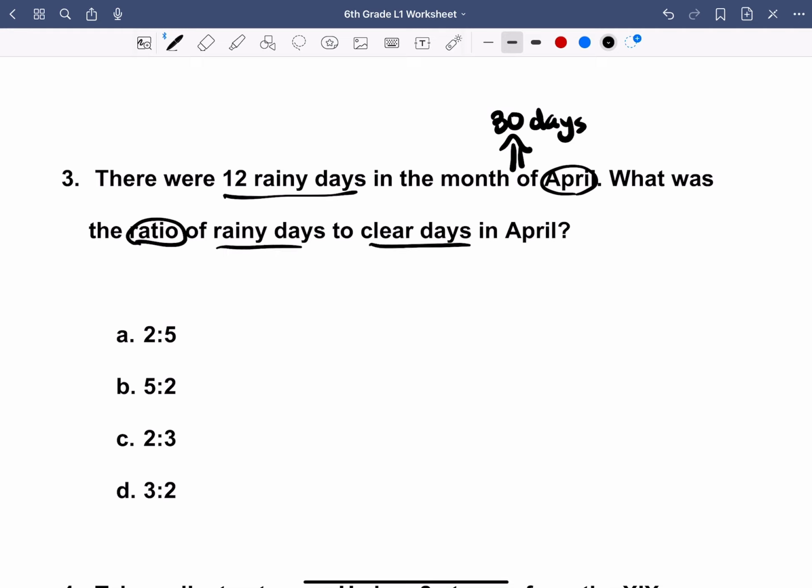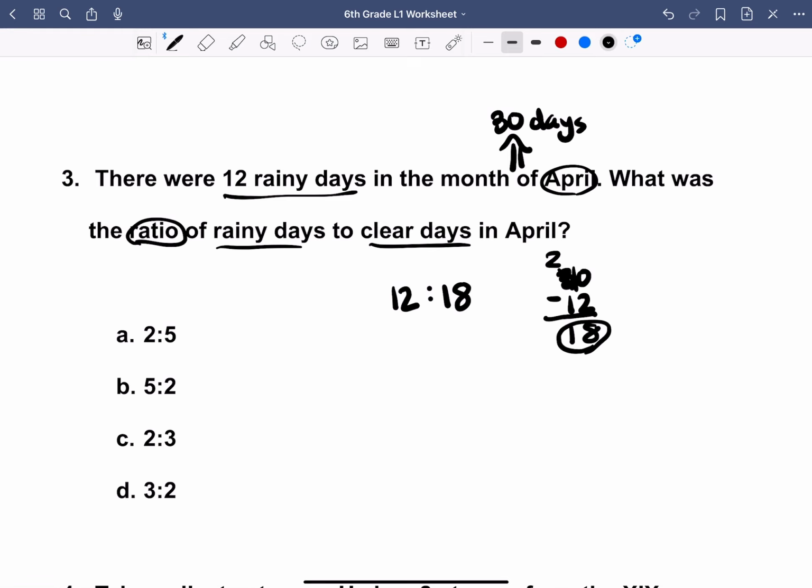So how we would start this problem is we go to 12 rainy days. And now, if we had 12 rainy days and want the clear days in April, we would subtract 12 rainy days from 30, which is the number of days in April, because we want the number of clear days. And all the other days besides the 12 rainy days are clear days. So we do that and we get 18. So we put this here, and we have our ratio of rainy to clear days.